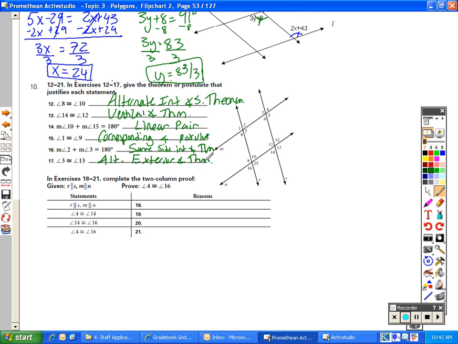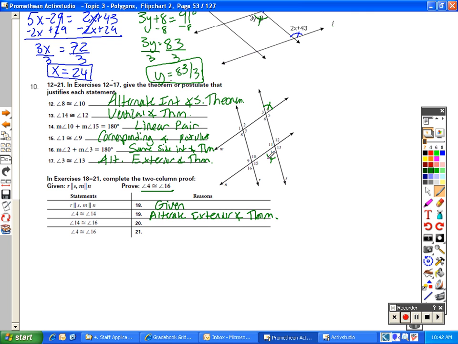It's a little bit of a proof. So let's look. We are given that these lines are parallel, and we want to prove that 4 is congruent to 16. So why are they parallel? Because that's given to us. Why is 4 congruent to 14? Because of the alternate exterior angle theorem.